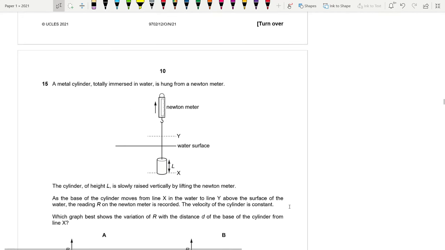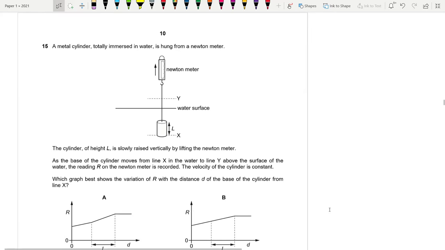Up to 15. A metal cylinder totally immersed in water is hung from a newton meter. The cylinder of height L is slowly raised vertically by lifting the newton meter. As the base of the cylinder moves from line X to line Y above the surface of the water, the reading R on the newton meter is recorded. The velocity of the cylinder is constant. Which graph best shows the variation of R with distance D of the base of the cylinder from line X?